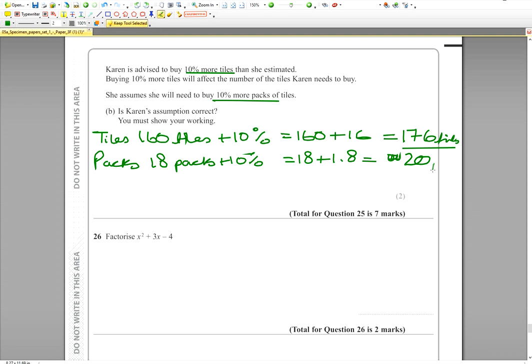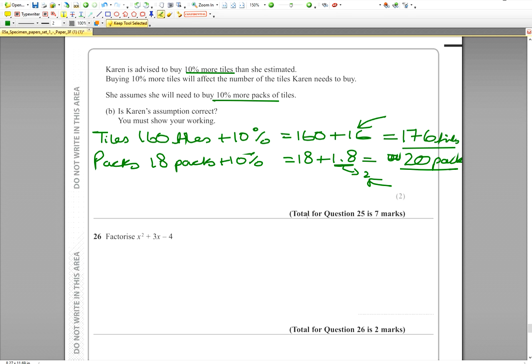So remember this number here gets rounded to 2. That's why I got 20 here. Don't say in the comments that 18 plus 1.8 is not 20. 1.8 gets rounded off to 2 and then you add it to 18, which gives you 20 packs. So basically here we're having to buy 16 extra tiles or 2 extra packs.